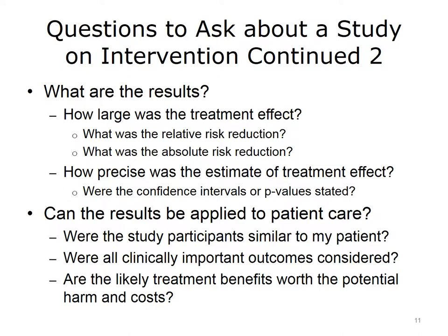Were all the clinically important outcomes considered? Even though there is always a primary outcome in a study, did the researchers look at other outcomes as well, so that we can assess the larger perspective of the intervention benefit? And then, are the likely treatment benefits worth the potential harm and costs? We'll see that RCTs do not always do a good job of accounting for adverse effects, but we must analyze the reports of adverse effects so that we can balance the benefits and harms.